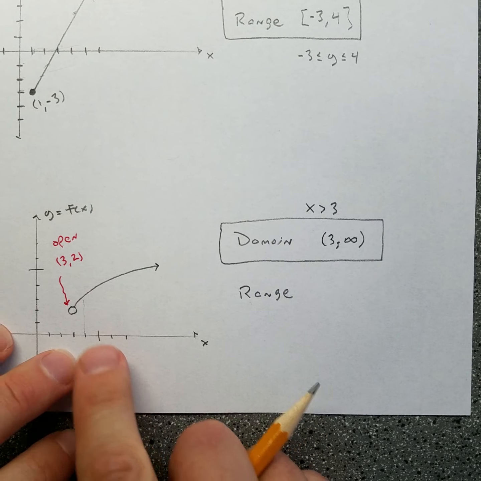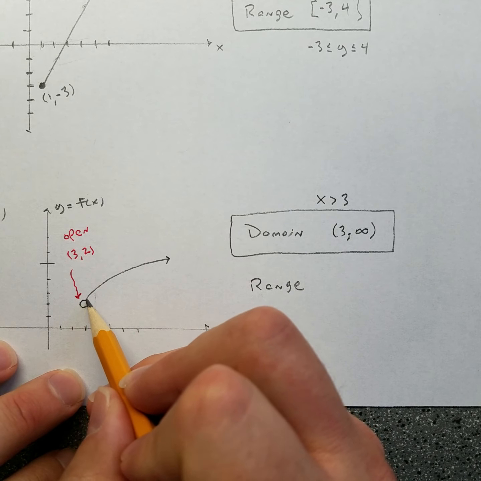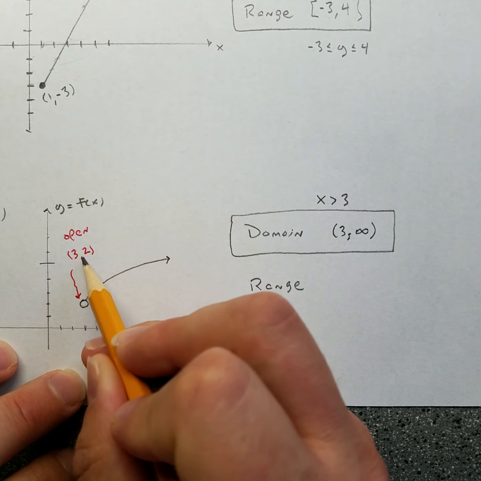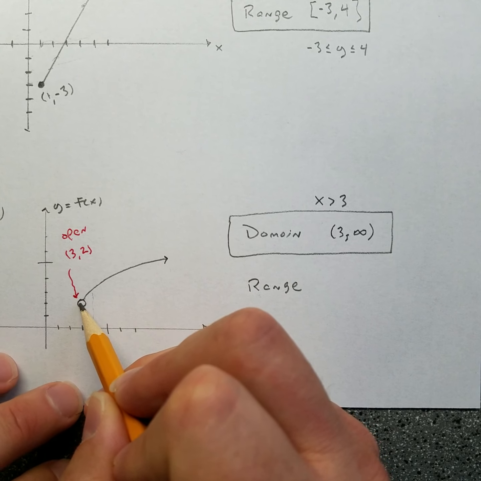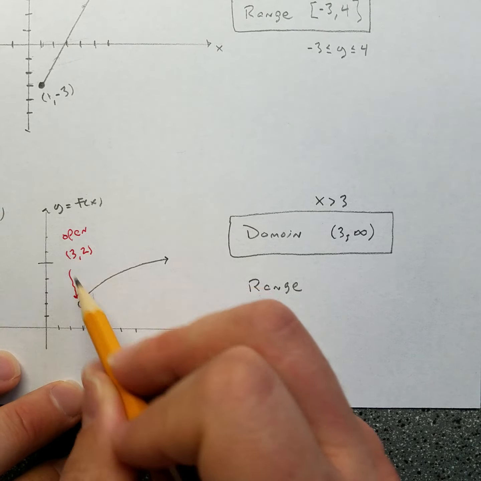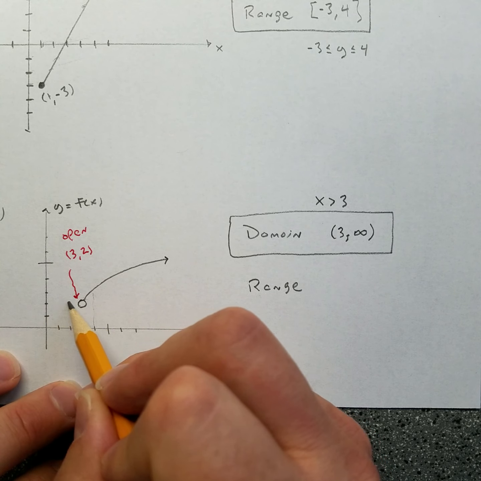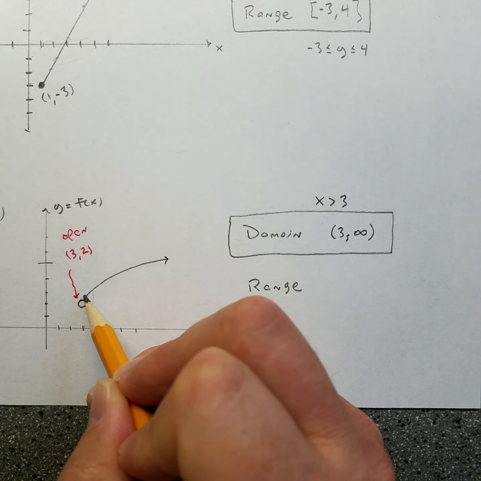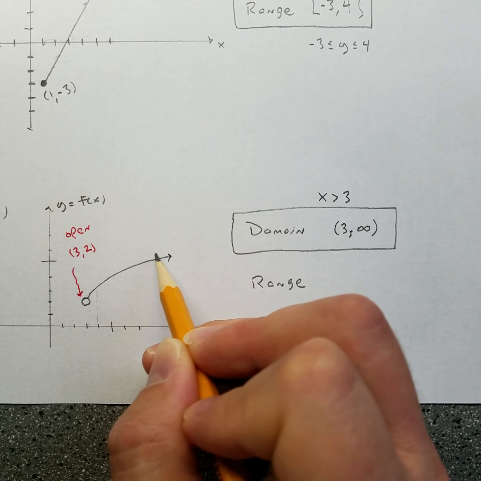And what about the range? What can the y be? Well, at that point that's at the very bottom, y could be 2 if that point was included, but that point's open, so it's like y could be 2.1 or 2.2 or anything more than that.